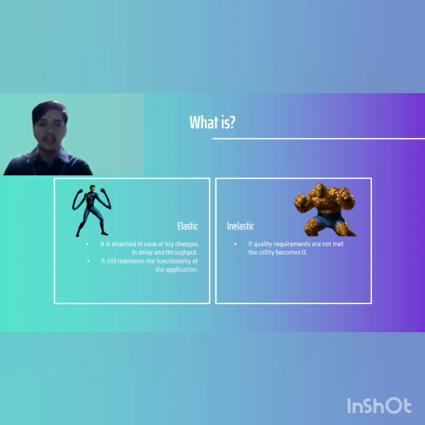Elastic is tolerant in case of big changes in delay and throughput, and it also maintains the functionality of the application. In inelastic, if the requirements aren't met, the utility becomes zero.